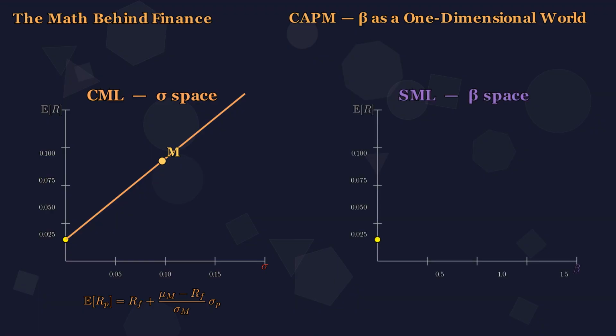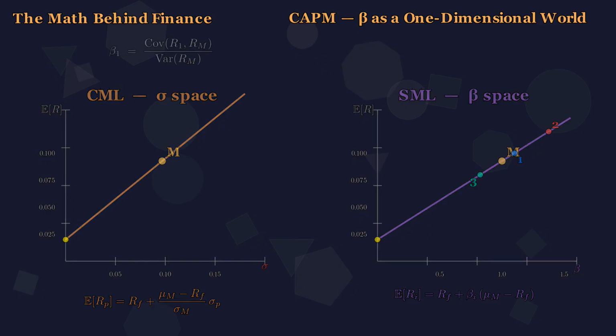On the right, the security market line. The vertical axis is the same, expected return. But the horizontal axis is no longer sigma, it is beta. The intercept is again the risk-free rate. The slope is the market risk premium. And on this line, every single asset, efficient or not, lies exactly here.